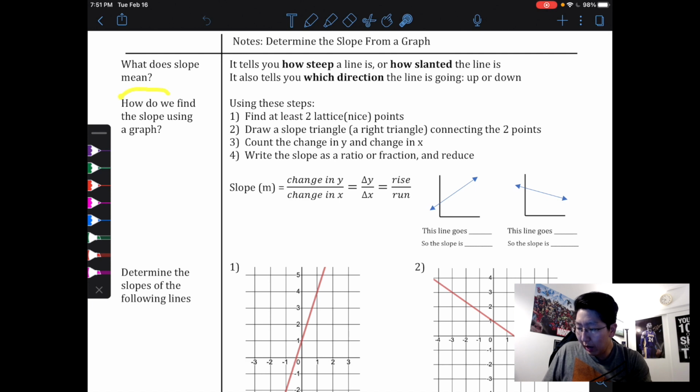So, how do we find the slope using a graph? And that's our question today. We're going to follow these steps. It's pretty simple if you can follow these steps. So first thing we need to do, find two lattice points.